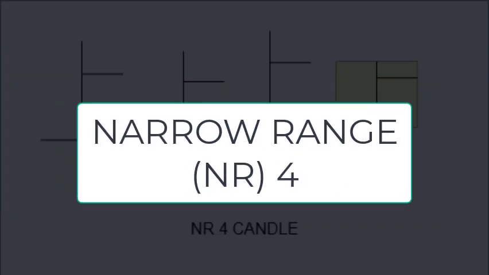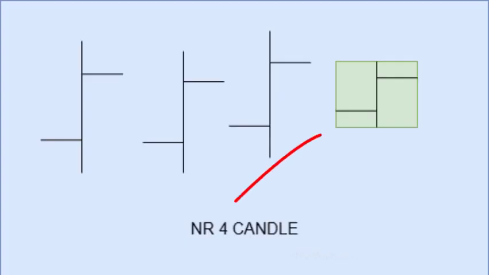Let's start. Today we will see how to find our NR-4 candle in the TradingView Pine script. NR stands for narrow range. So what we do is, we try to find a candle that is smaller than the last three candles, and also this candle should be an inside candle. Such a candle is called a narrow range 4 candle, that is NR-4 candle. Let's see the code.